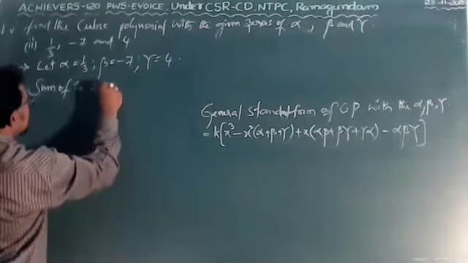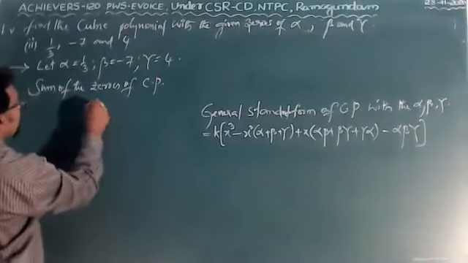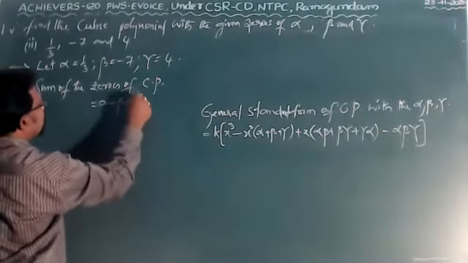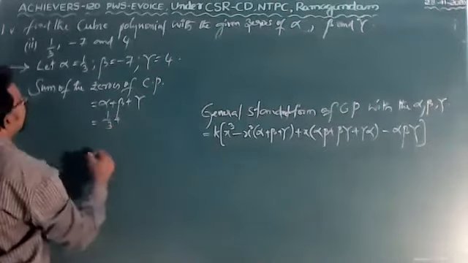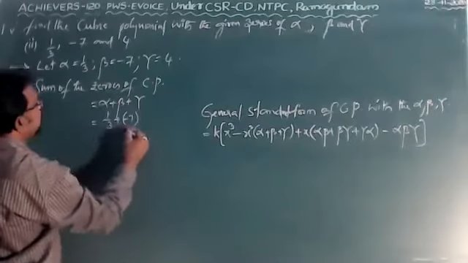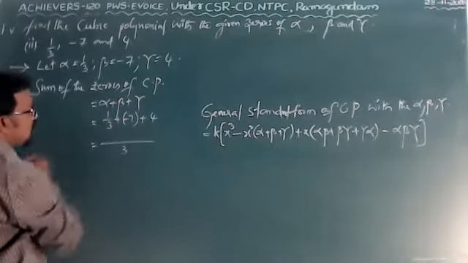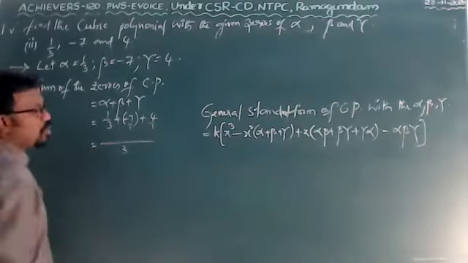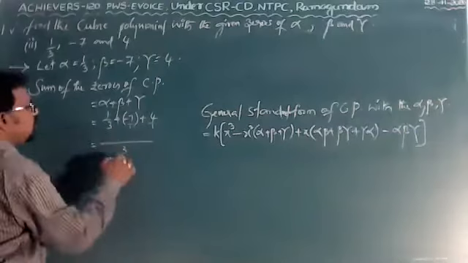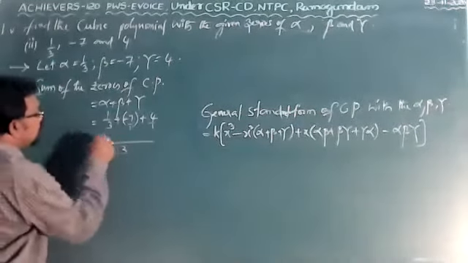Sum of the zeros of the cubic polynomial. What is the formula? Alpha plus beta plus gamma. What is alpha? 1/3. What is beta? -7. What is gamma? 4. LCM is how much? 3. Denominator how much? 1. Means 3 times it is going. Here already 3 is there, you will get 1.